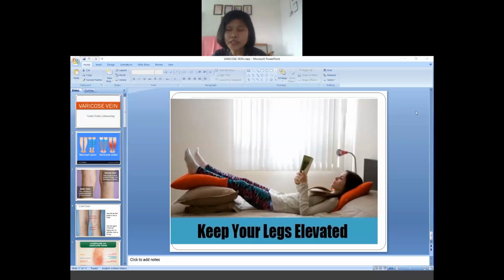No problem. You just tell me which part of the vein is mostly affected in the varicose vein? Is it superficial vein or deep vein? Superficial. Superficial veins, okay. Good. Okay, next question goes to Darshana.